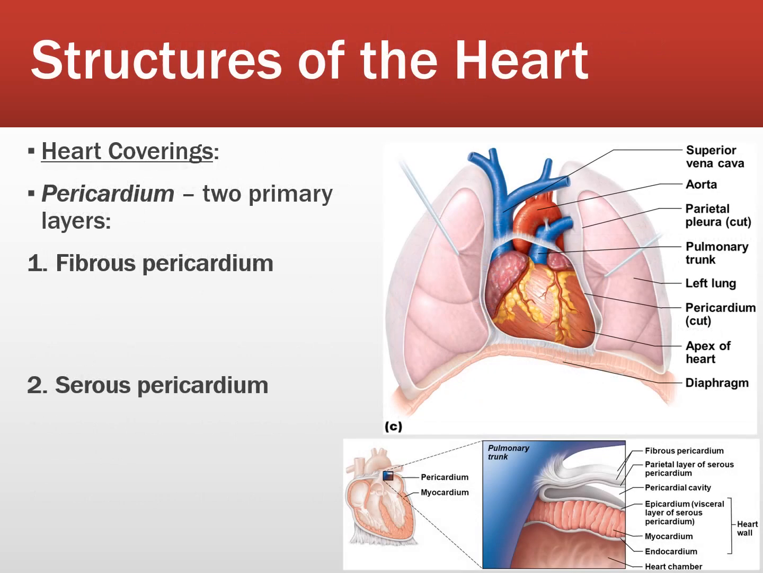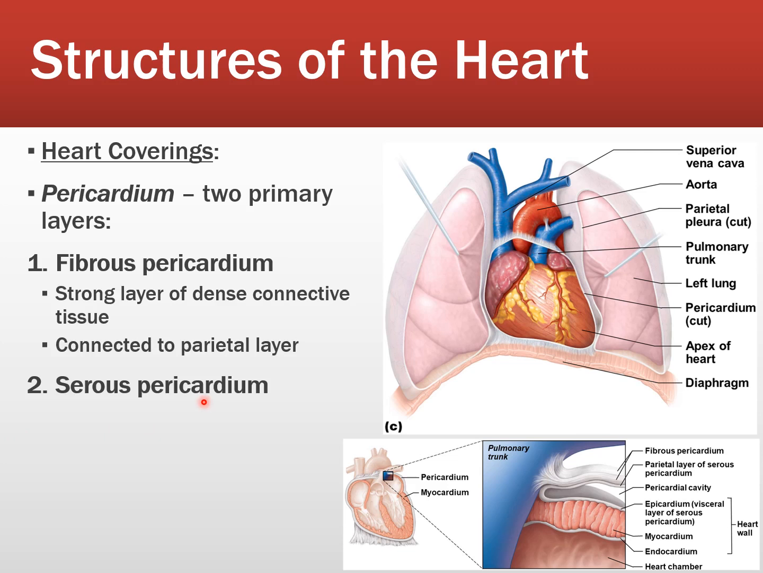So now let's talk about the heart coverings. So we've talked about the pericardium before, but we're going to talk a little bit more detail about the pericardium because we've actually got a few more layers than what we have said before. Okay, so there's two primary layers of the pericardium. So this outer, more fibrous layer is the fibrous pericardium.